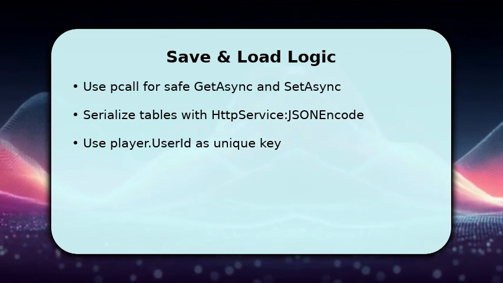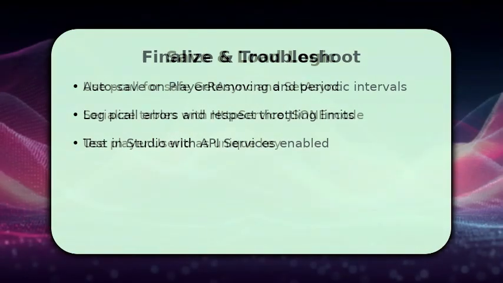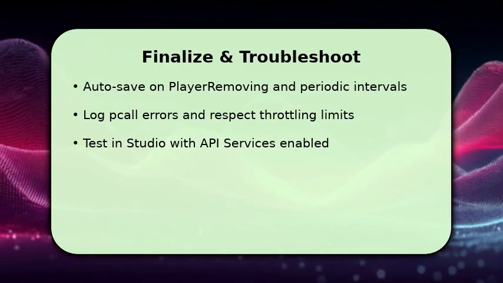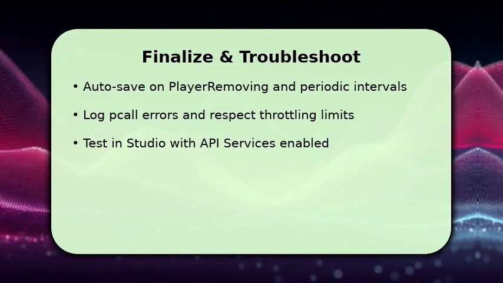Finish by wiring saves. Call your save routine on PlayerRemoving and run periodic autosaves with a reliable loop. Once done, add logging for any pcall failures and handle specific error messages so you can back off when throttled.